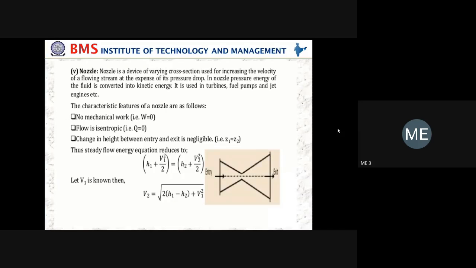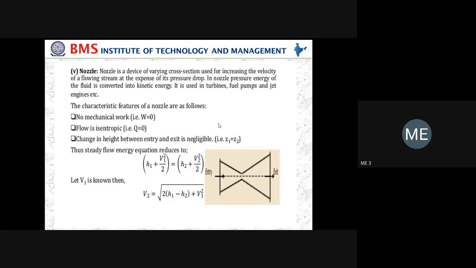So one more device we are having that is called as diffuser. In the diffuser, there will be a decrease in the velocity with the increase in the pressure. You remember, it is the opposite to that of nozzle. In the nozzle, pressure energy of fluid is converted into kinetic energy, and the nozzle is mainly used in turbines, fuel pumps, and jet engines mainly to get the high velocity of the working fluid.